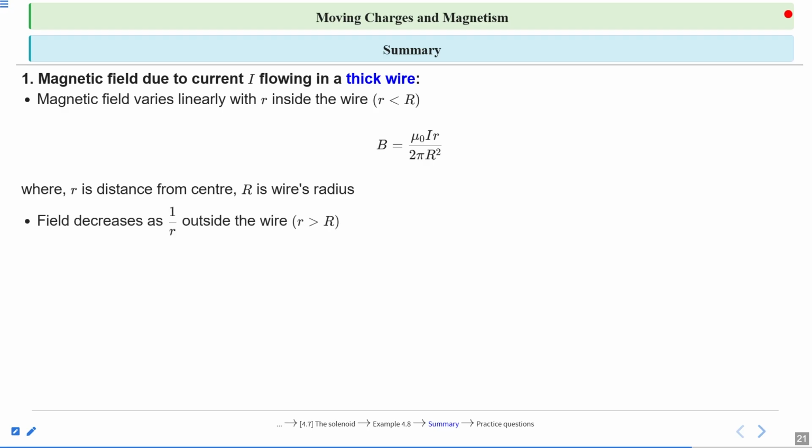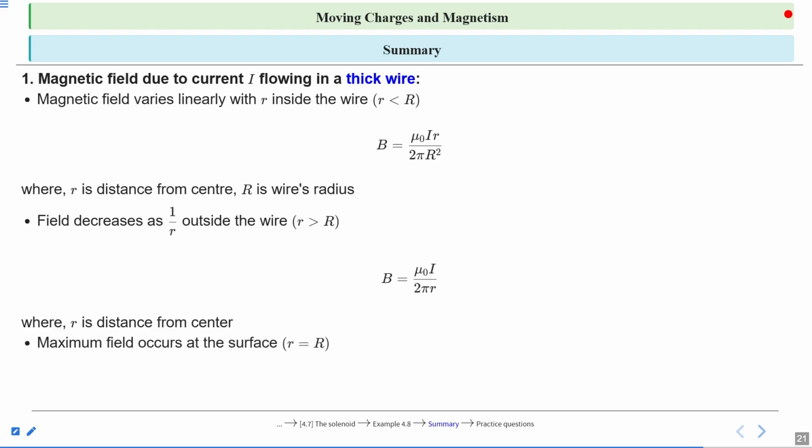The field decreases as 1 by r outside the wire. For an outside point of the wire, the field is inversely proportional to distance. So the field decreases as 1 by r outside the wire, that is for r greater than capital R, meaning distance greater than the radius. So the magnetic field is given by mu naught I upon 2 pi r, where r is the distance from the center. Maximum field occurs at the surface, that is when small r is equal to capital R.